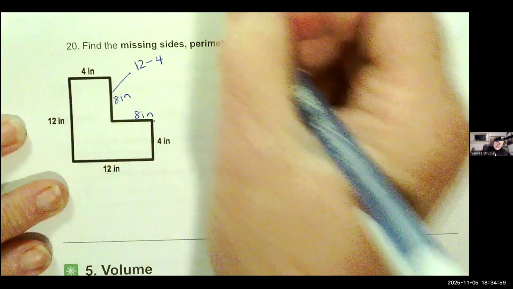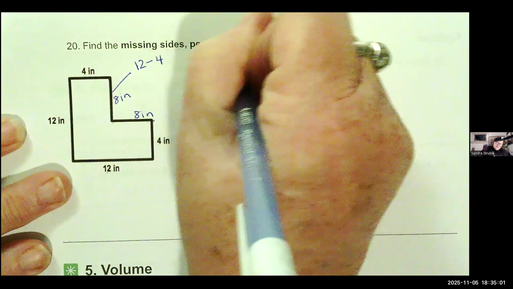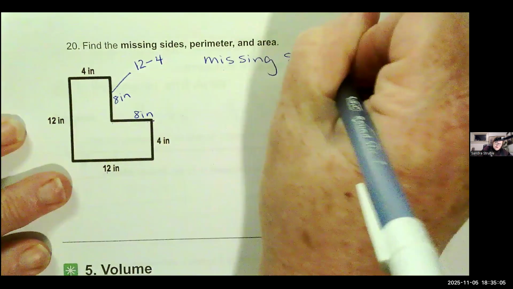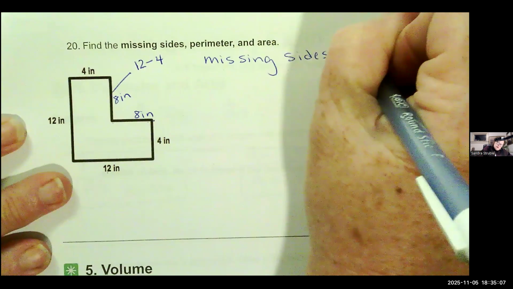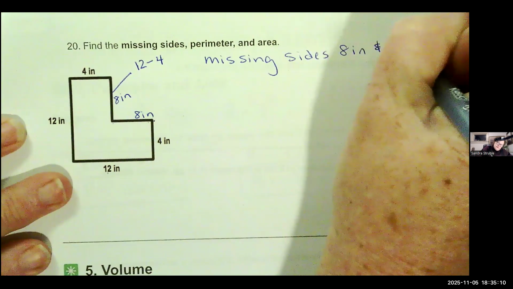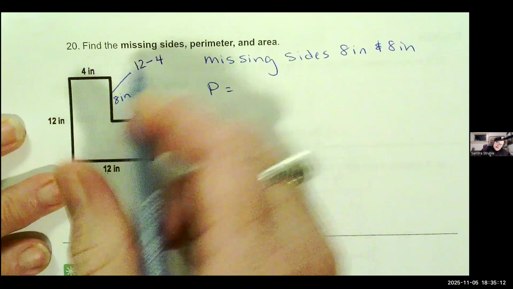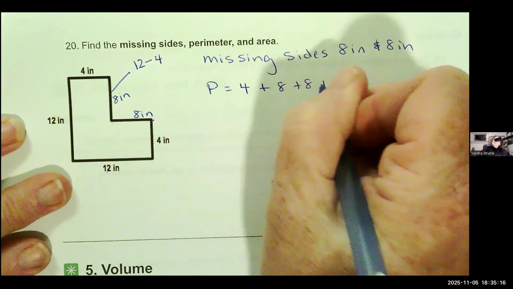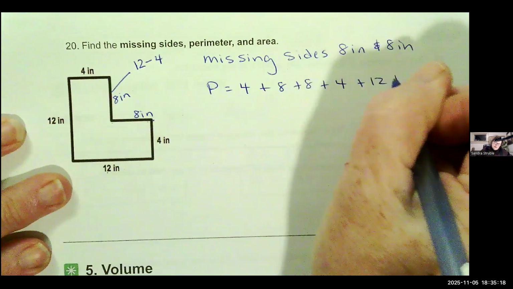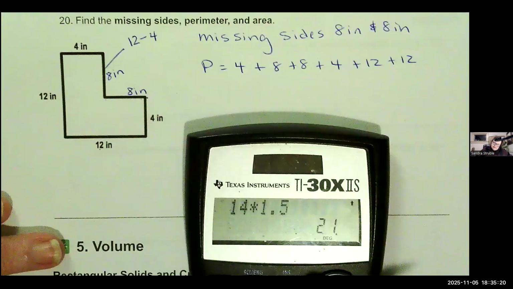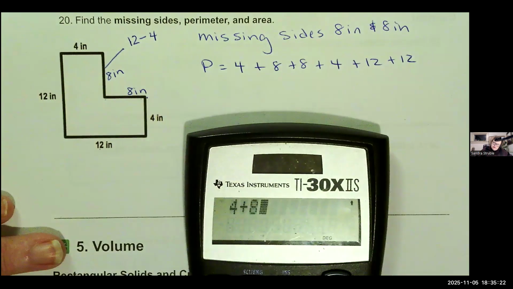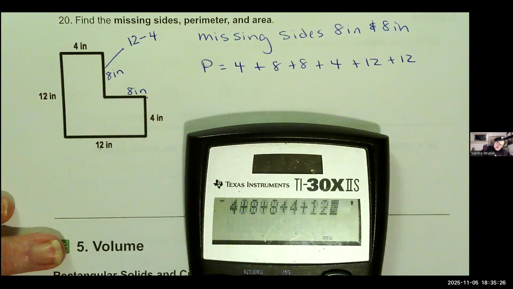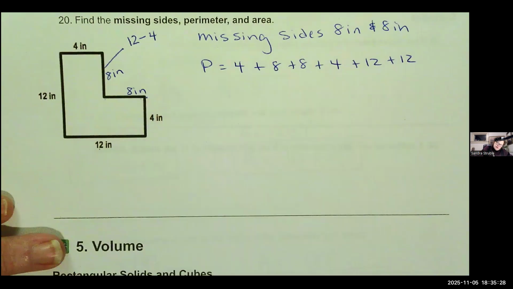So our missing sides are 8 inches and 8 inches. Our perimeter is 4 plus 8 plus 8 plus 4 plus 12 plus 12, which is 48. Our perimeter is 48 inches.